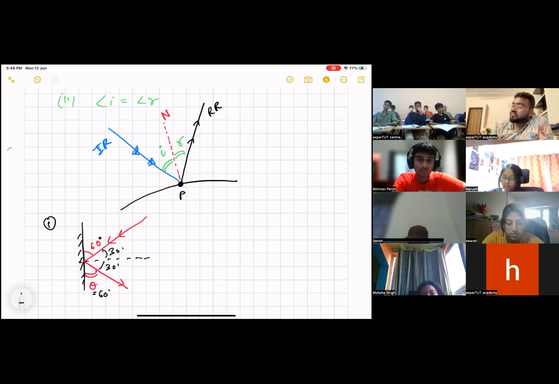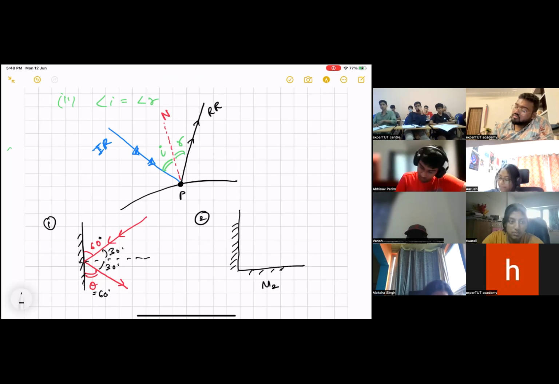Fine. Question number 2. This is mirror 1. And then there is mirror 2. Both are perpendicular to each other. Now there is a light ray which is coming at, let's say, any angle theta.